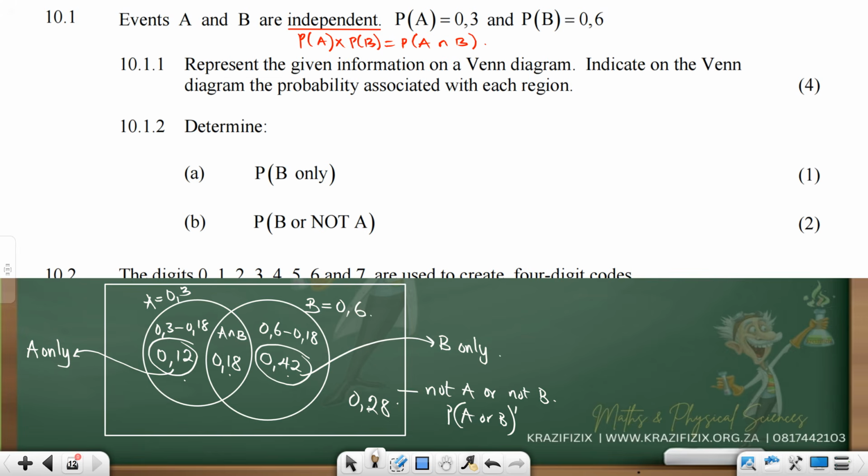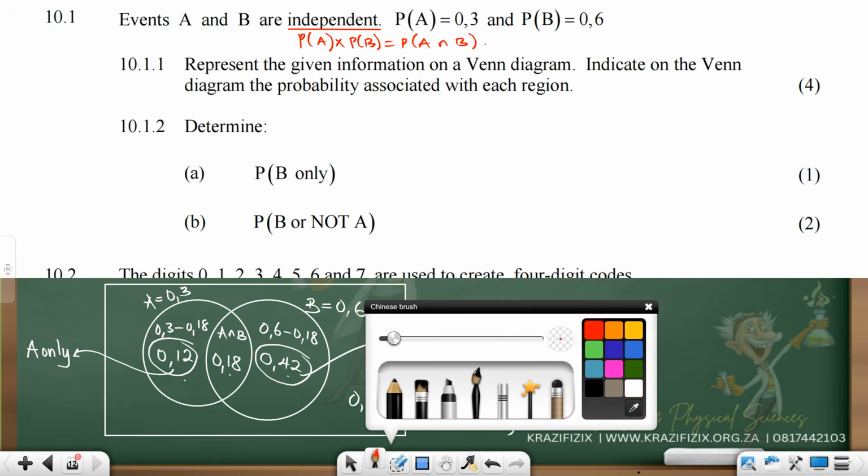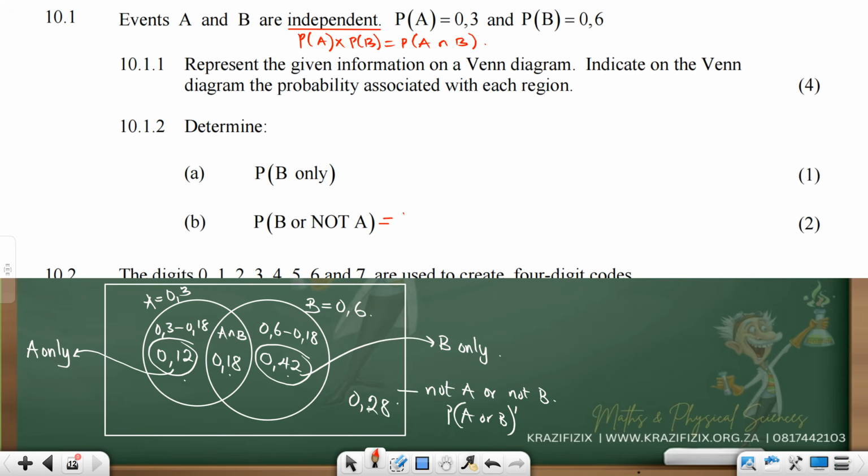Let me show you something. Maybe this would help. Let's see if we can get it like this. Remember what we said probability of A or B is, right? It is A or B minus A and B. Let's try if this would help you to see. This is going to be probability of B plus probability of what? Not A minus the intersection.